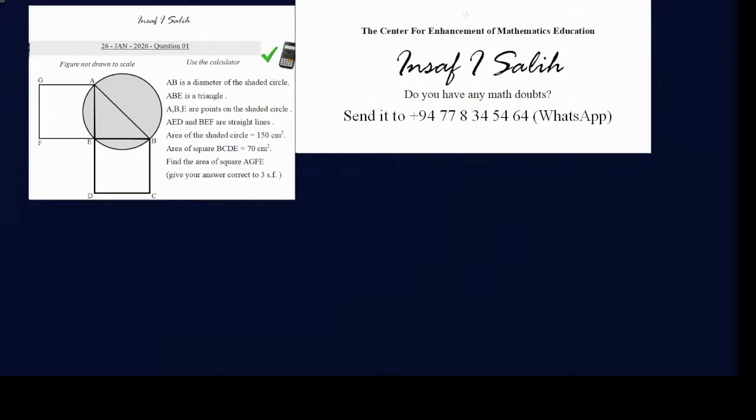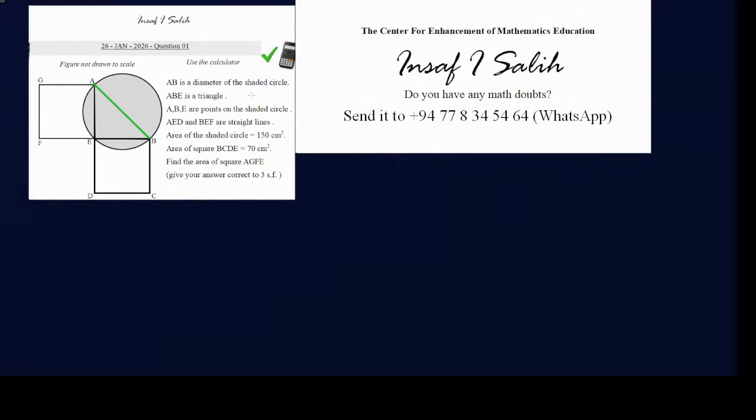All right, let's look at the question. That's 26 January 2026. Question 1. We have been told AB is a diameter of the shaded circle. So let me show the diameter of the circle in green. This green line segment is a diameter.